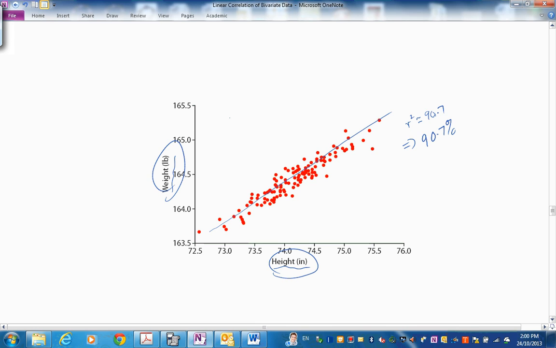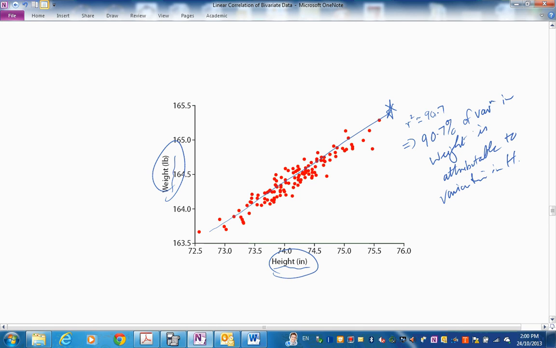So this is the dependent variable. So we say 90.7% of the variation in weight is attributable to the variation in height. So that's a pretty dominant factor. And obviously it's not the only factor, because this is not a perfect straight line here. There is some deviation away from it, suggesting that other factors are involved.